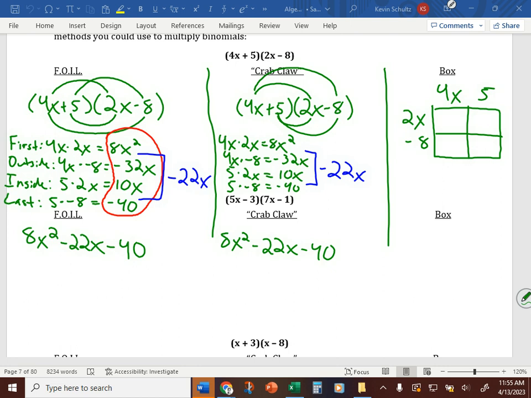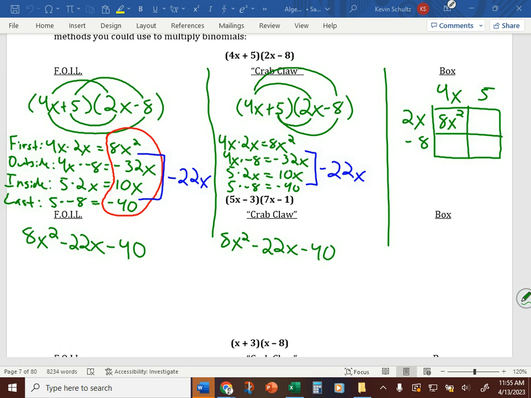So we still have our 4x plus 5. We still have our 2x minus 8. But instead of writing it horizontally, we're putting it across and down the side of our box here. Okay? And we already know that we're going to get an 8x squared here. You see where it comes from? This square in our box is the product of the two terms that it intersects with, right?